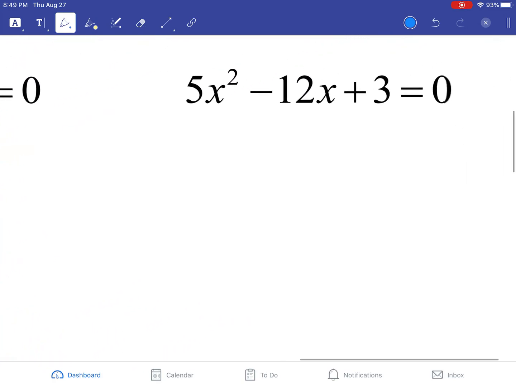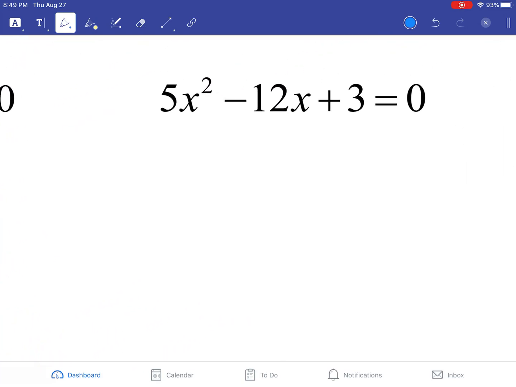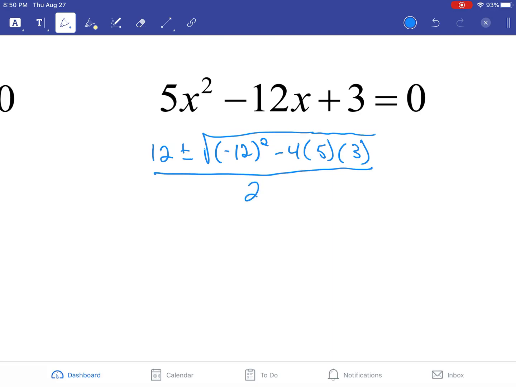All right, we've got one more example. Again, you put the b value in. It's going to change sign, so it's going to be positive 12 plus or minus the square root of, again, putting that negative number in parentheses under the square root sign, b squared minus 4 times a times c, all over 2 times a.